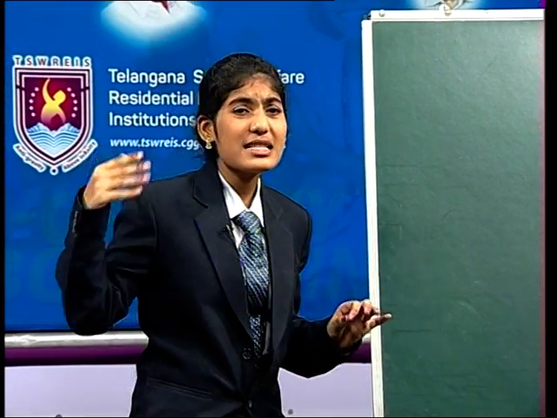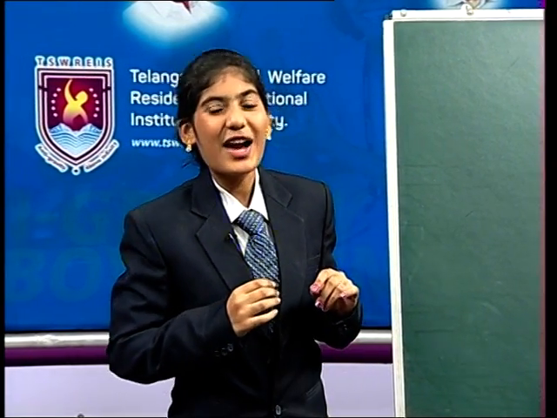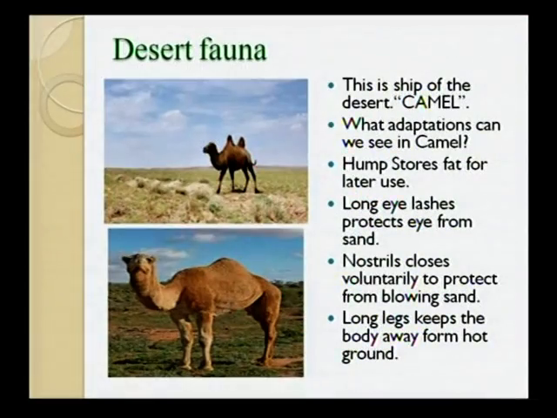Friends, I think you get an idea about desert plants' adaptation, right? Okay, let us learn about desert animals' adaptation. Friends, on hearing the words desert animals, one animal will come to our mind, right? So what is that animal? Okay, that's the camel. The camel is the ship of the desert, right? Okay, now let us learn about the camel. So friends, look at this slide. So this is the ship of the desert, and what might be the adaptation of this camel, friends? Okay, let us learn that.